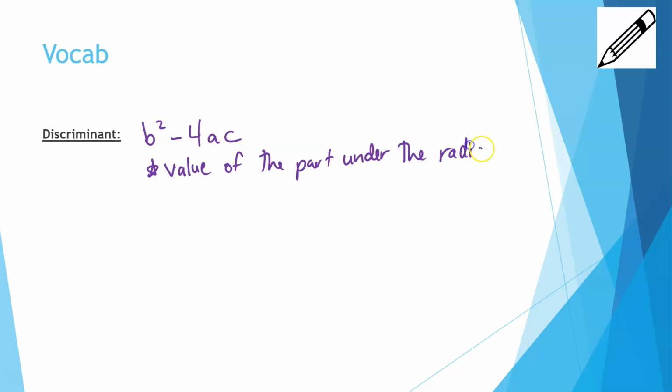Just so you know, there is a special name for the part under the radical. It's called the radicand. You don't really need to know that for this, but it is just good to know. Okay, so it's that part under the radical, just the b squared minus 4ac.